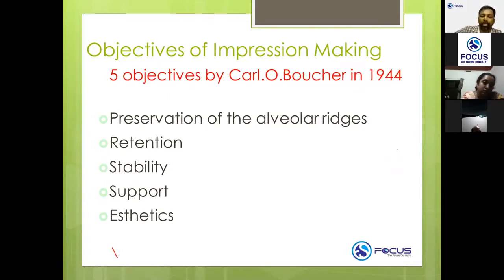Second, we have to get retention due to that impression procedure. The denture should be stable. Stability means the property which resists the movement of the denture due to lateral forces. Support means which resists the movement of the denture towards the tissue. Aesthetics, yes, it should be aesthetic. So aesthetics of a complete denture starts from the first step of impression making. From the impression making, you have to consider the aesthetics of the denture. Clear?